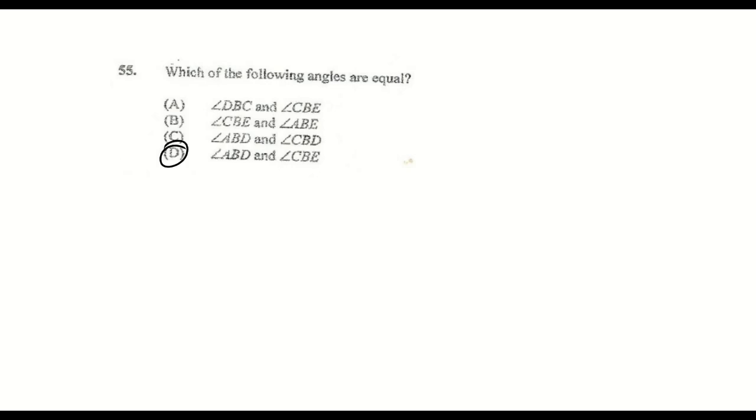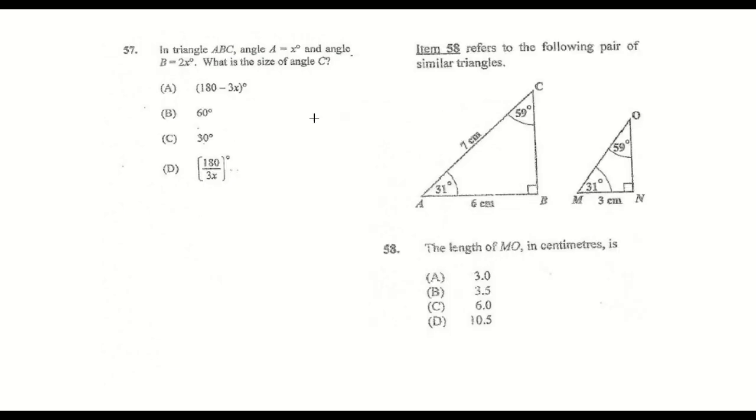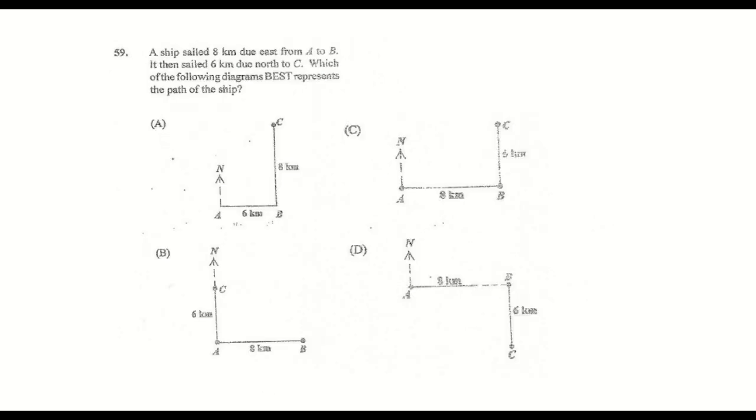So it's D. Right? In which of the following diagrams is A the image of A? Which of the diagrams show the reflection on the x-axis? The answer is D. Right, this one, the triangle, that's 180 minus 3x. This one here, you know, it's 3.5. This one we had 8 kilometers from A to B, right? And then we go towards the east and then go up 6 kilometers. So it has to be C.